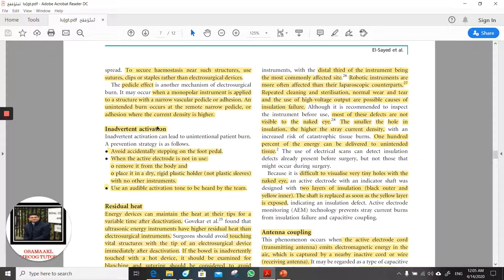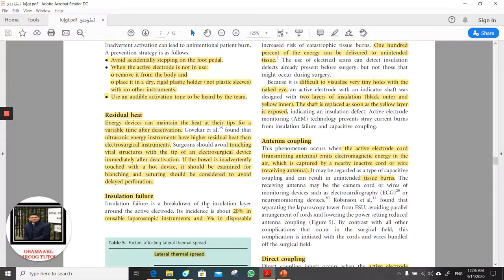Or it can be inadvertent activation. What does it mean? I pushed with my foot on the foot pedal without intending to do so. I was feeling fatigue, so my leg pushed upon the foot pedal. Electricity came and injured a tissue. It's called inadvertent activation, so take care. And if you are not using electrodiathermy at this moment, please remove the cable and put it in a safe place, to avoid injury and complications if you press inadvertently on the foot pedal.